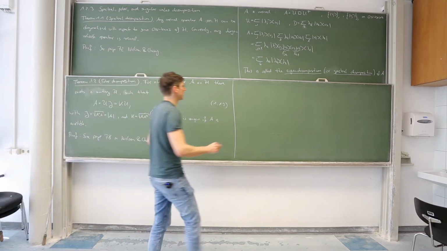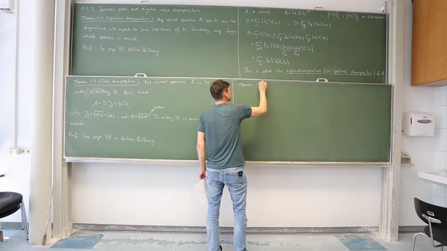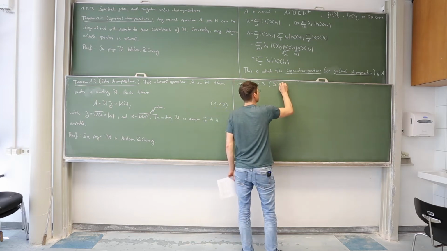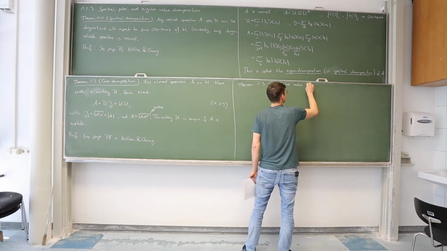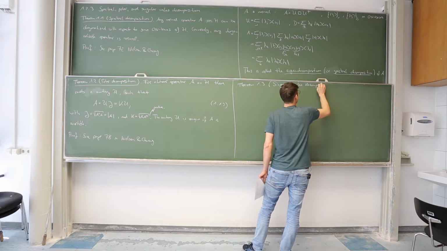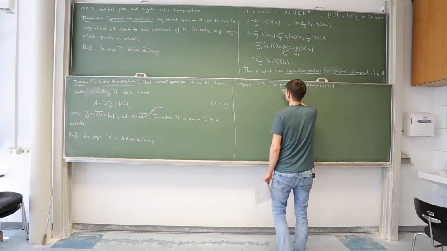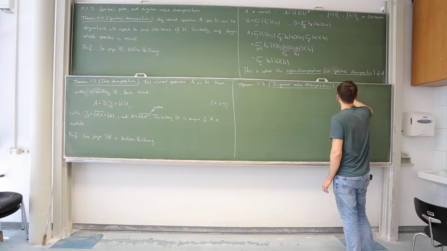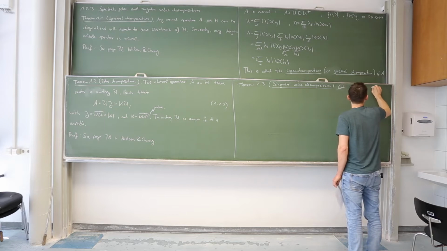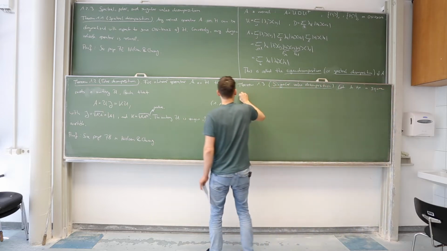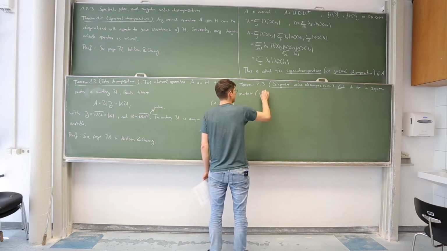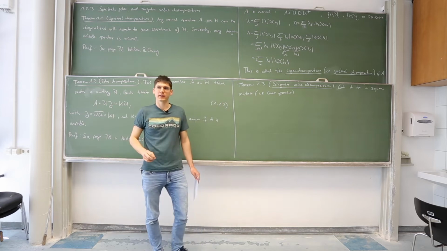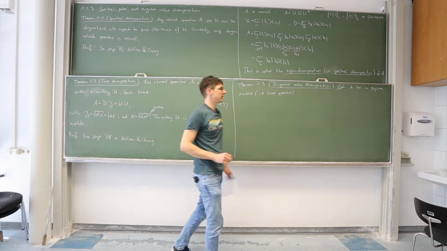And a third theorem we now state is the so-called singular value decomposition. So let A be a square matrix. It means a linear operator, because last time we've seen that any linear operator has a matrix representation. So we can see a square matrix A as a linear operator.